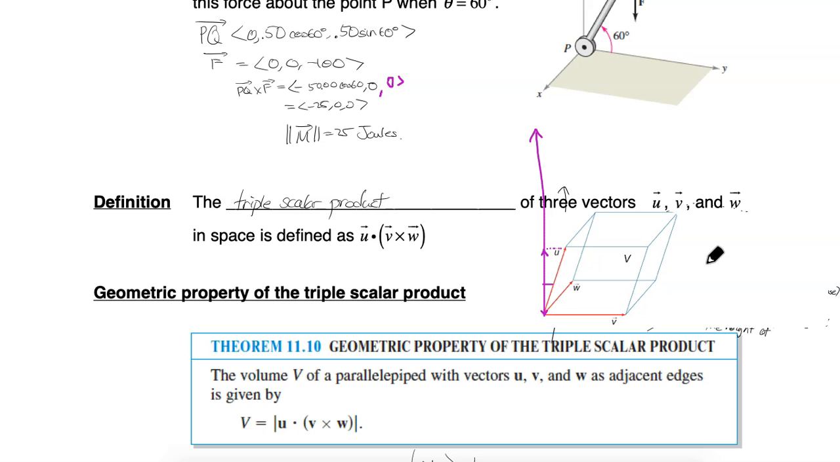Depending on the orientations of the vectors, you may actually get a negative number at this point, because if V was defined here and W there, V cross W would actually point downwards. So be careful. That's a little detail, but we need to take the absolute value of the result, because volumes are always positive.